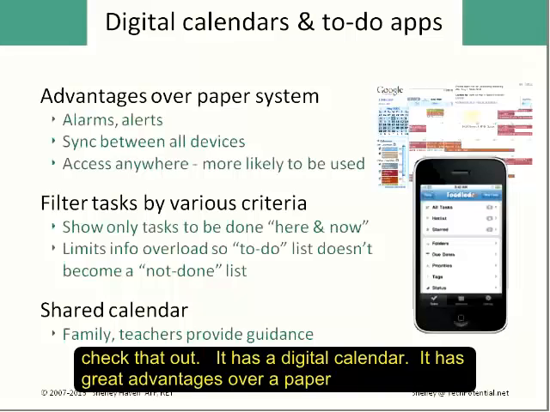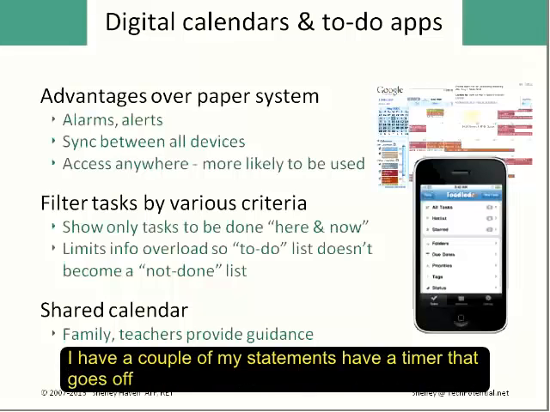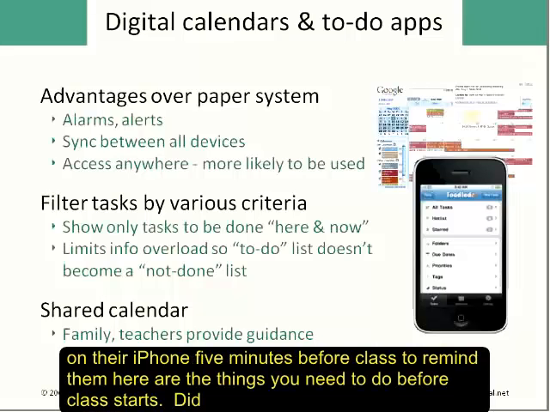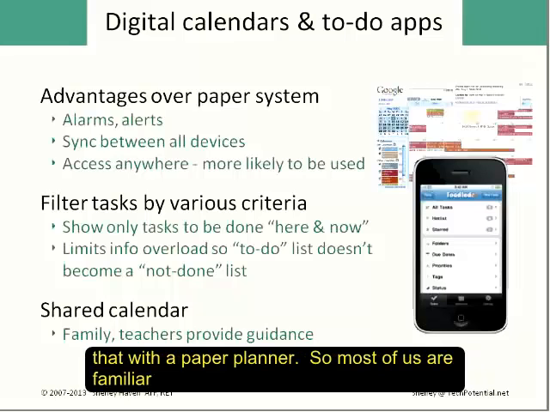So digital calendars and to-do apps, we're all kind of familiar with that stuff. A digital calendar obviously has great advantages over a paper system, in that I can associate alarms and alerts, in essence prompts, so that, for instance, a couple of my students have a timer that goes off on their iPhone 5 minutes before class starts in the morning to remind them, here are the things you need to do before class starts. Did you remember to turn in your homework from last night? You need to talk to the teacher about something. And obviously you can't do that with a paper planner, okay?